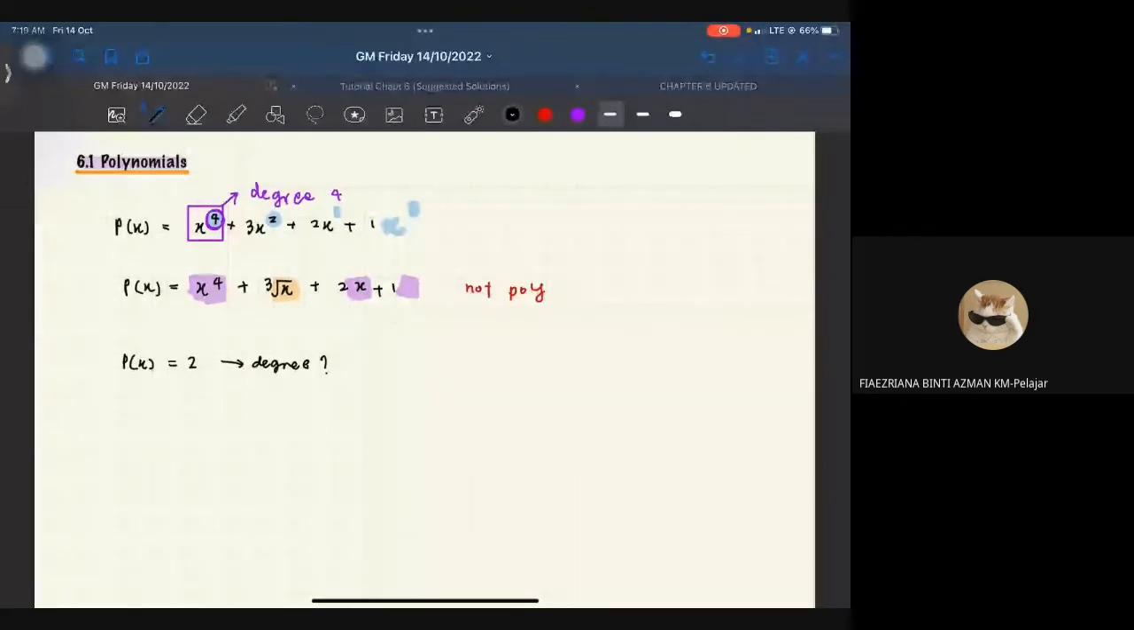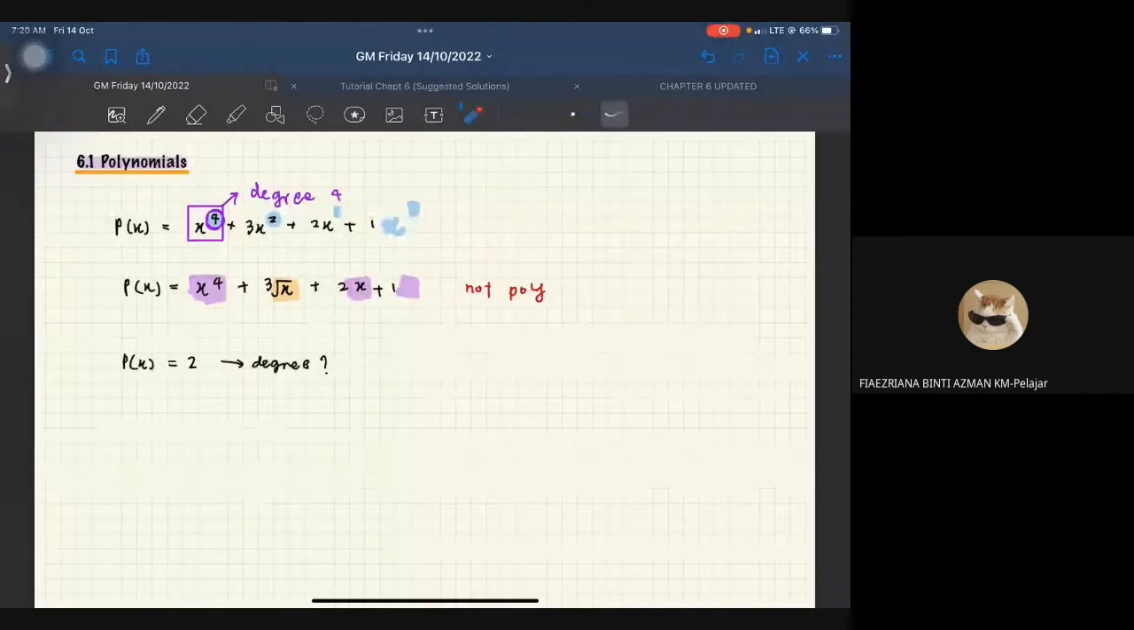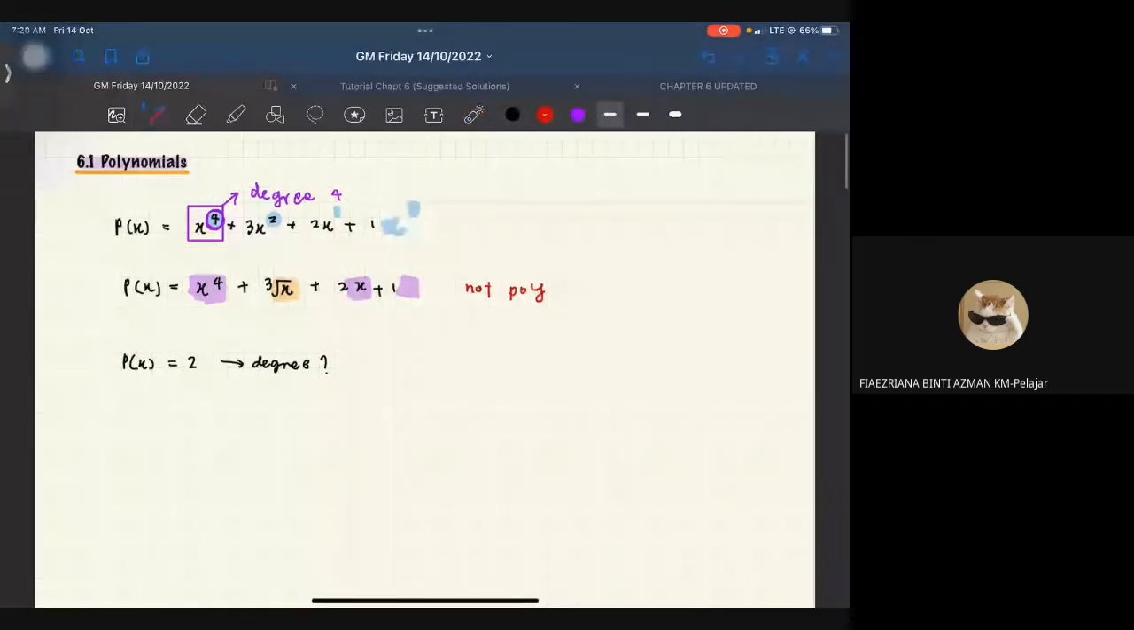Apa degree kita sekarang? Px equals to 2. Okay, so awak kena tengok dekat 2 tu, dia memang tak ada x sebenarnya. Tapi kalau ikutkan, dia ada x kuasa kosong dekat belakang. Okay, so the highest power that we have over here adalah kosong. So itu adalah degree kita. So this polynomial has a degree of 0.